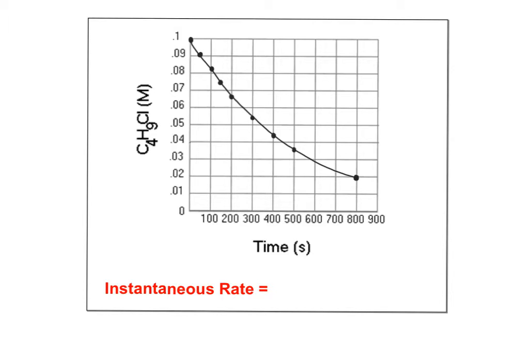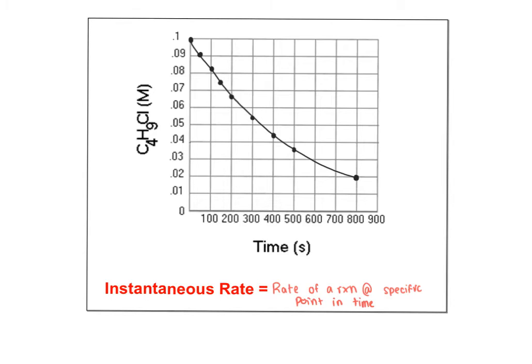Using this graph, I'm going to explain what instantaneous rate is. So this is the rate of a reaction at a specific point in time. So when we have a graph like this, and I ask for the instantaneous rate, meaning the rate just at this hot moment in time, we are going to take the slope of the tangent line.